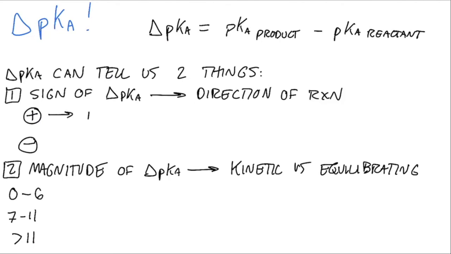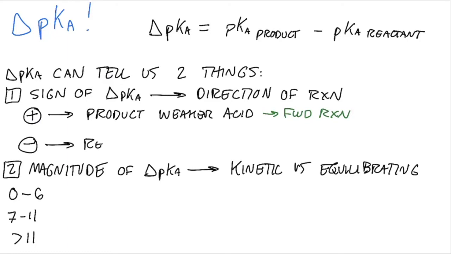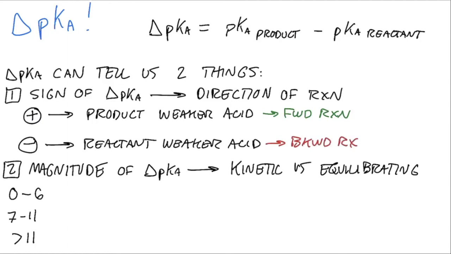A positive delta pKa tells you that the pKa of the product was higher than the pKa of the reactant, meaning that the product is a weaker acid and the forward direction of the reaction is favored. If we have a negative delta pKa, that means that the pKa of our reactant was higher than our product, which tells us we actually would have made a stronger acid product than what we started with. That tells us that the backwards direction of the reaction is favored.